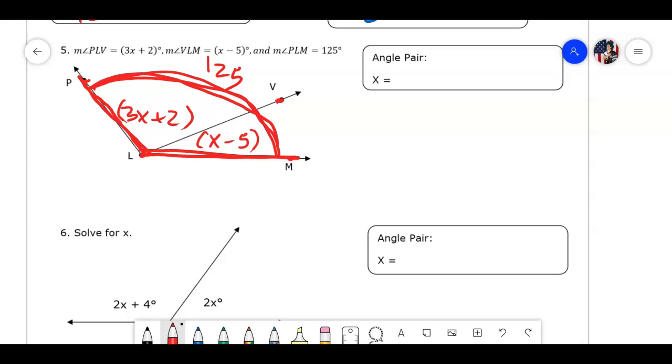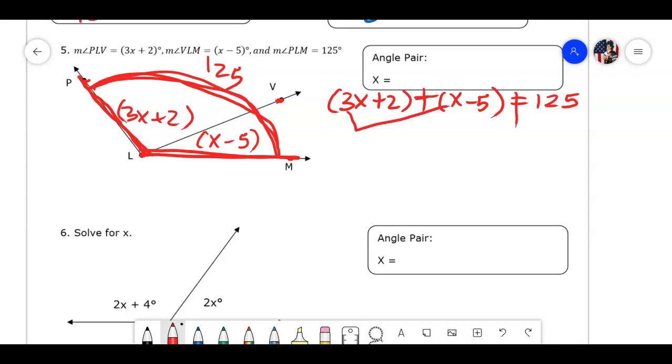So let's write that as an equation. 3x plus 2. That's the first part. What's the other part? X minus 5 is my other part. Add those up, equals the whole thing all the way across we wrote is 125. Okay, this is like our first problem from the warm-up. Two x's on the same side. Do I combine them or get rid of one? We combine them on the same side.